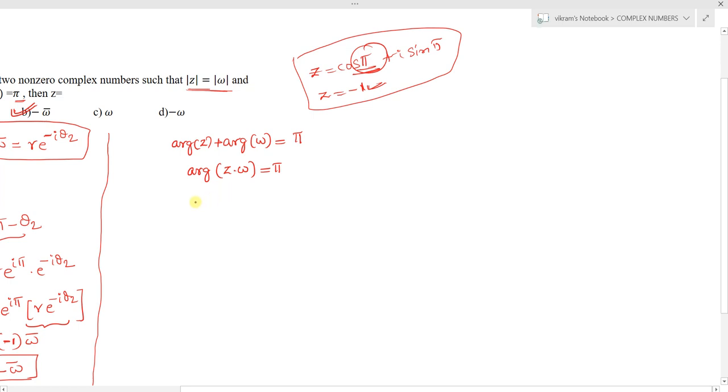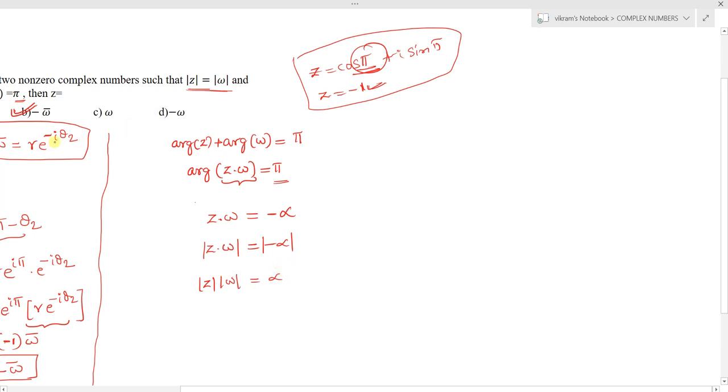Now the argument of z into w is pi, so z into w can be written as a negative real number. Let me consider the real number as alpha. Now if we apply the modulus, we get mod of z into w as mod of minus alpha. Then we can write mod z into mod w equals simply alpha.